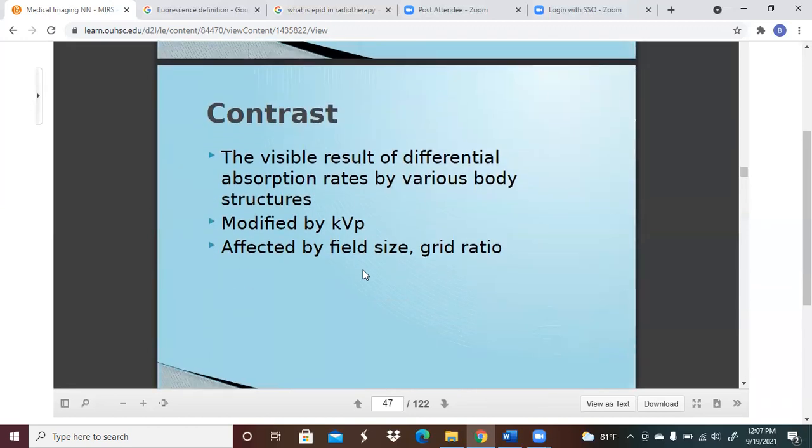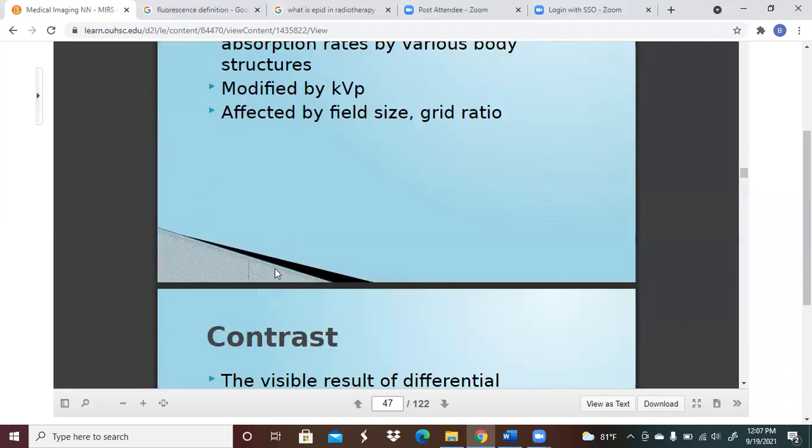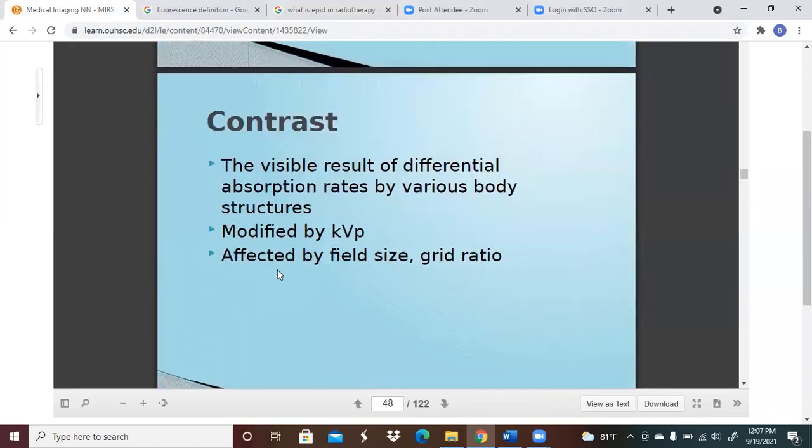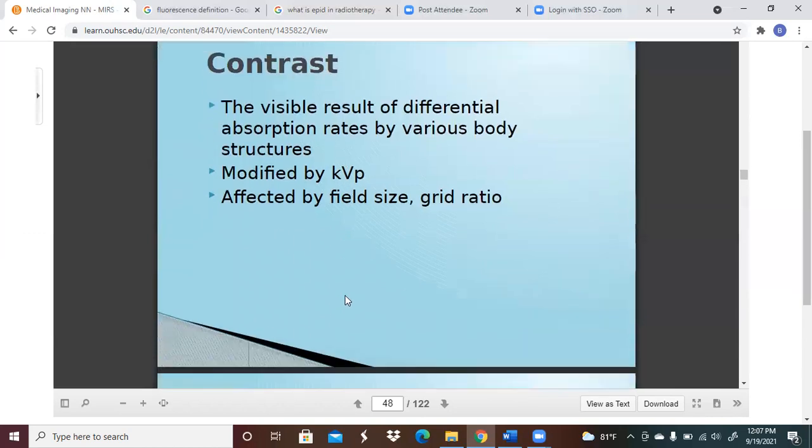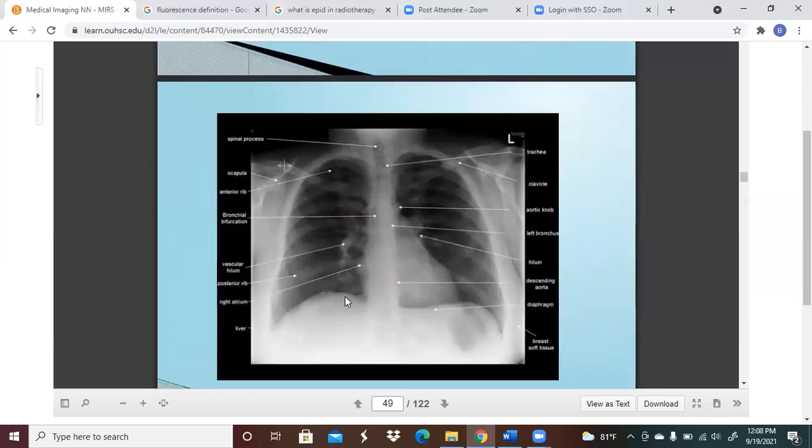You've also got contrast. So you've got the visible result of differential absorption rates by various body structures. It's modified by the kVp. It's affected by field size and the grid ratio. Contrast, always a lovely thing. It's the visible result of differential absorption rates by body structures, modified by the kVp, and it's affected by the field size and the grid ratio.